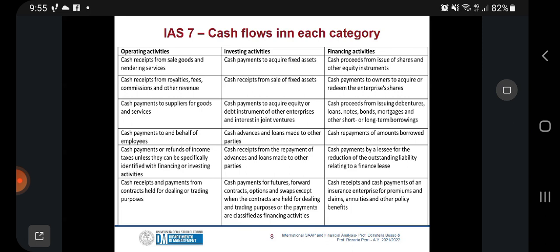Cash receipts and payments for contracts held for dealing or trading purposes. That is the primary reason of the business. If it is not the primary source of generating revenue, cash receipts from trading securities will be categorized under investing activities. So again, this is a common categorization of transactions under each of the three activities in the cash flow statement. Any questions so far?